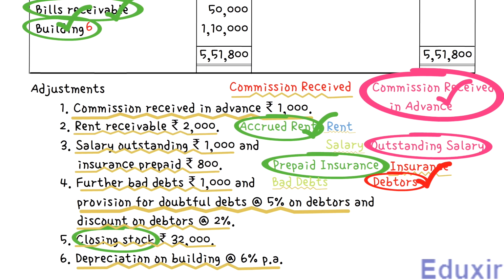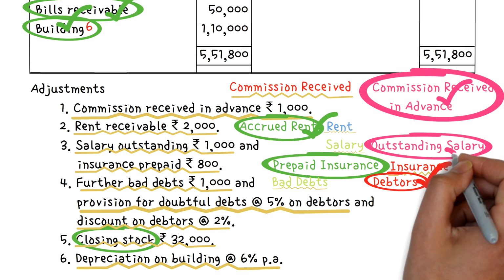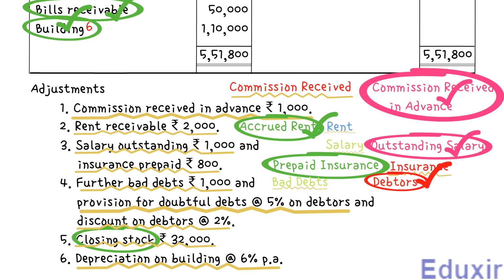As you can see, we mark that the next entry to be considered for posting in the balance sheet is related to the outstanding salary and the corresponding amount is 1000 rupees. Note that the outstanding salary is salary that is not yet paid to the employees. So it is a liability of the business and should be posted on the liabilities side of the balance sheet.